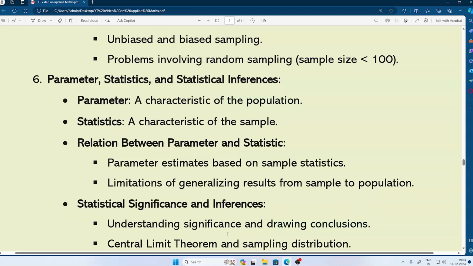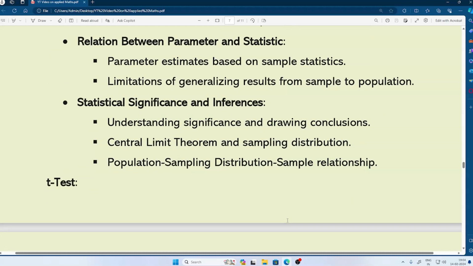Here, the central limit theorem statement you must go through. What is statistical significance and how to draw a conclusion, we'll do with the help of the t-test only. No other test is there. Interval estimation is not there. I'll tell you, just know the concept. If a short question is asked on interval estimation, that is possible. Otherwise, interval estimation is not required.